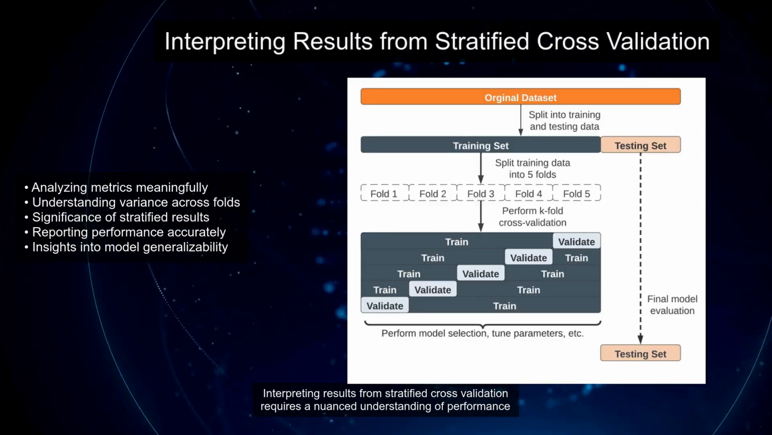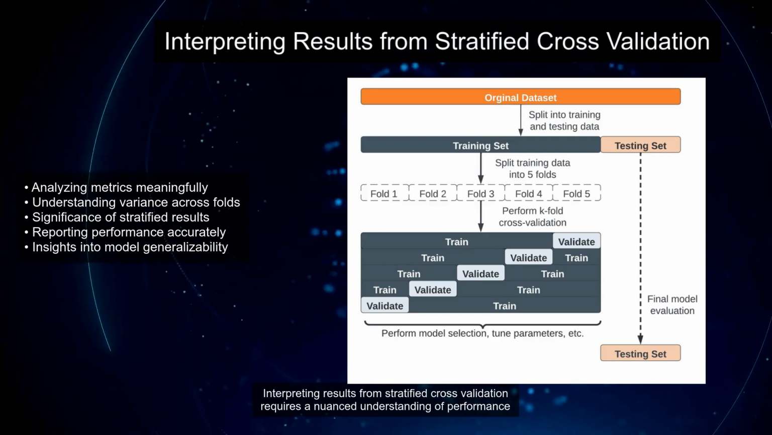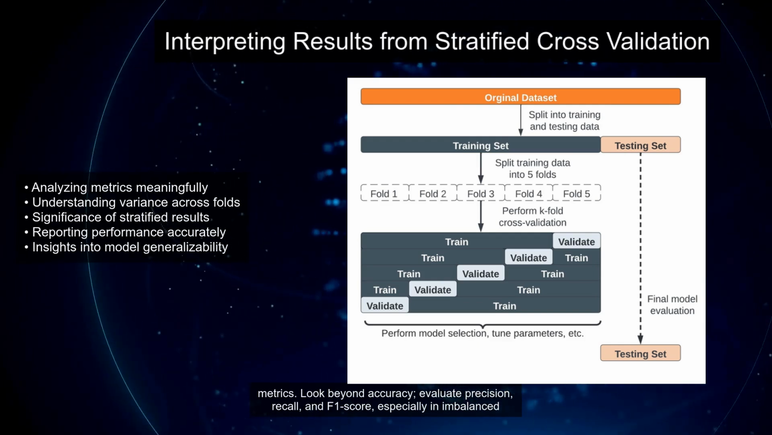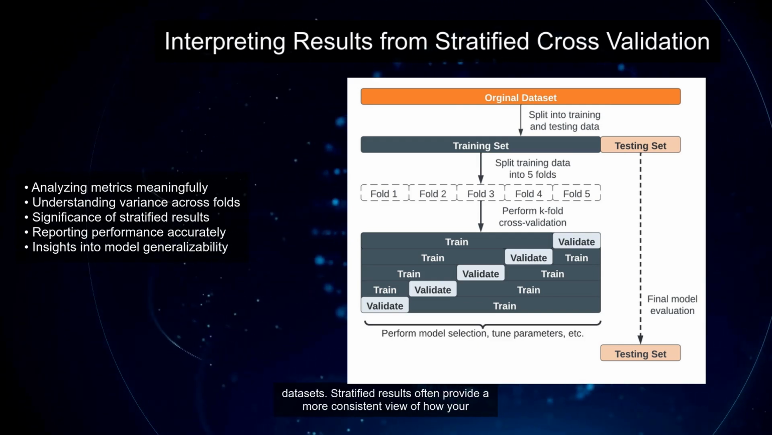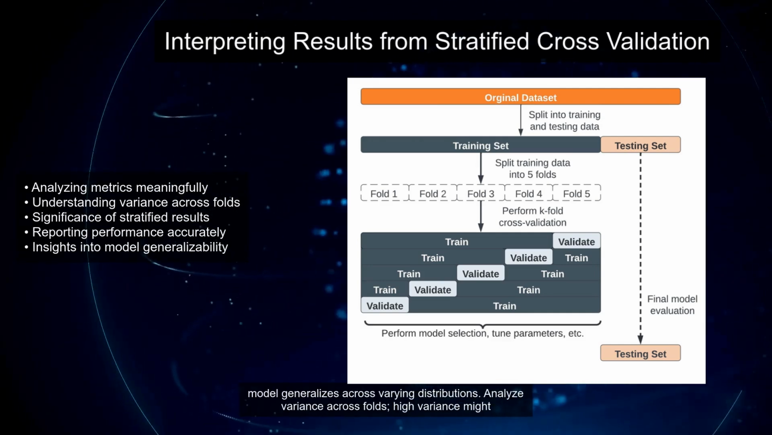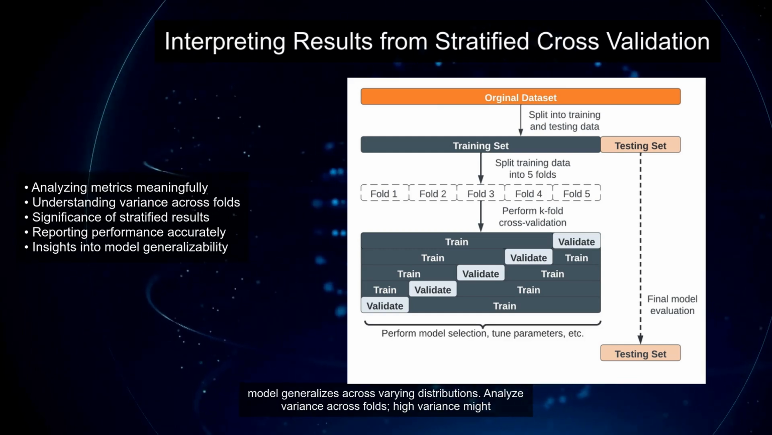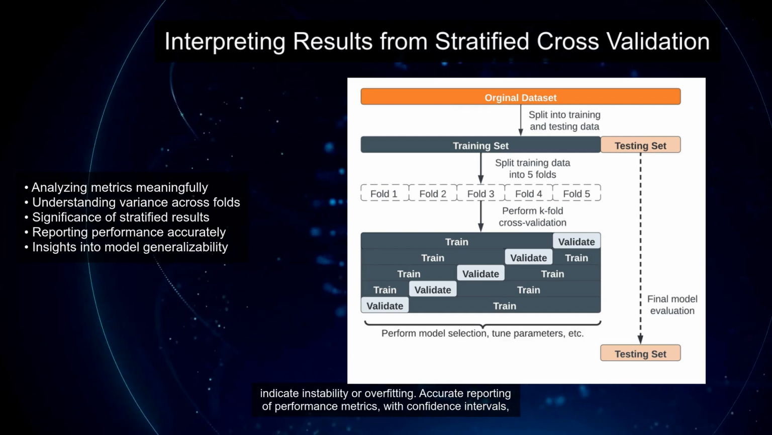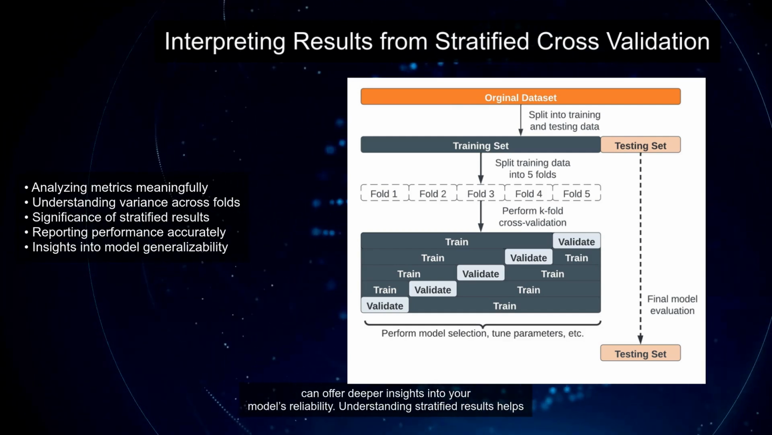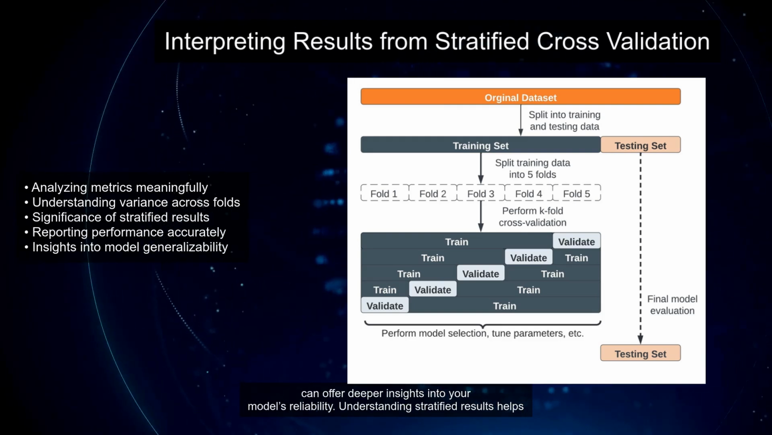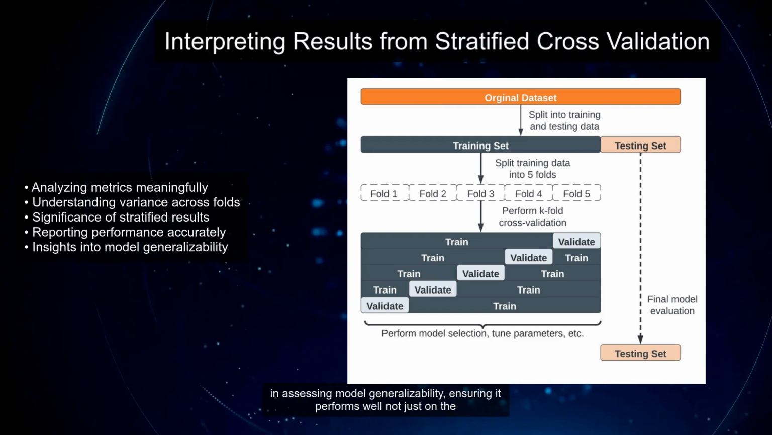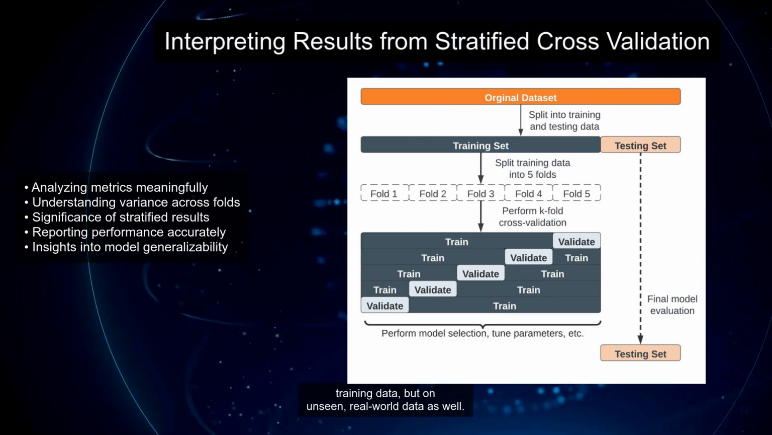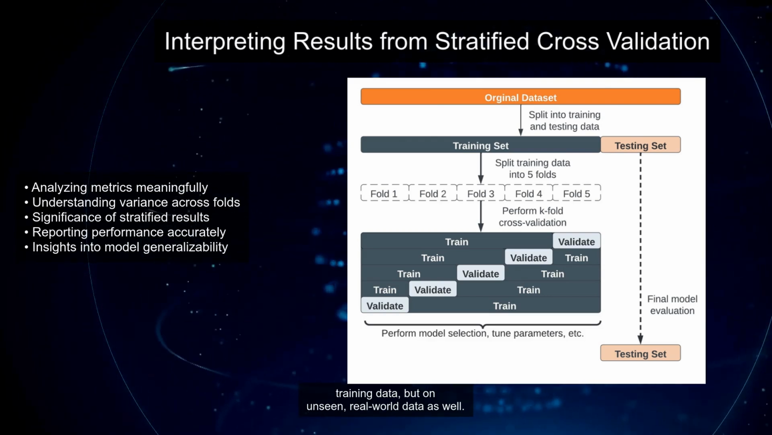Interpreting results from stratified cross validation requires a nuanced understanding of performance metrics. Look beyond accuracy, evaluate precision, recall, and F1 score, especially in imbalanced datasets. Stratified results often provide a more consistent view of how your model generalizes across varying distributions. Analyze variance across folds. High variance might indicate instability or overfitting. Accurate reporting of performance metrics, with confidence intervals, can offer deeper insights into your model's reliability. Understanding stratified results helps in assessing model generalizability, ensuring it performs well not just on the training data, but on unseen, real-world data as well.